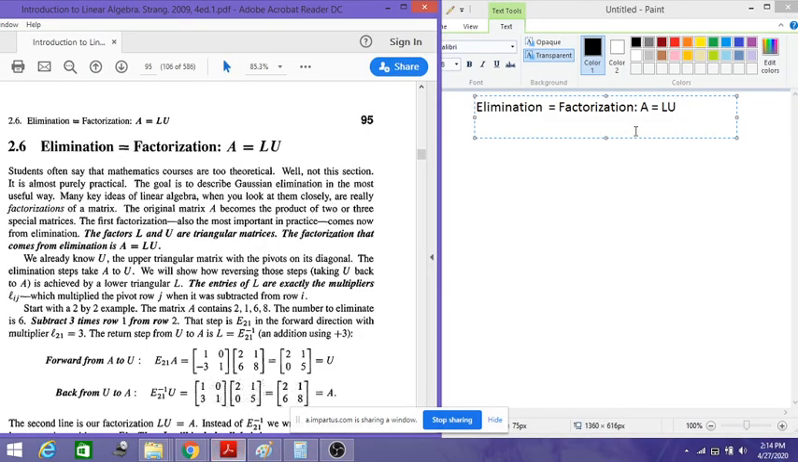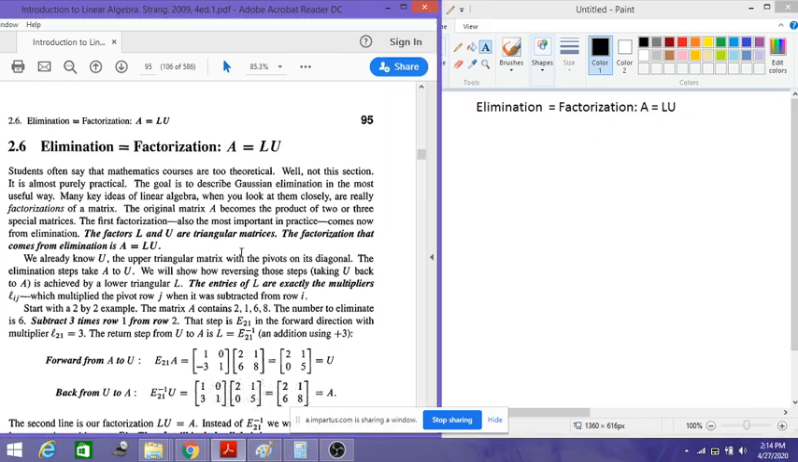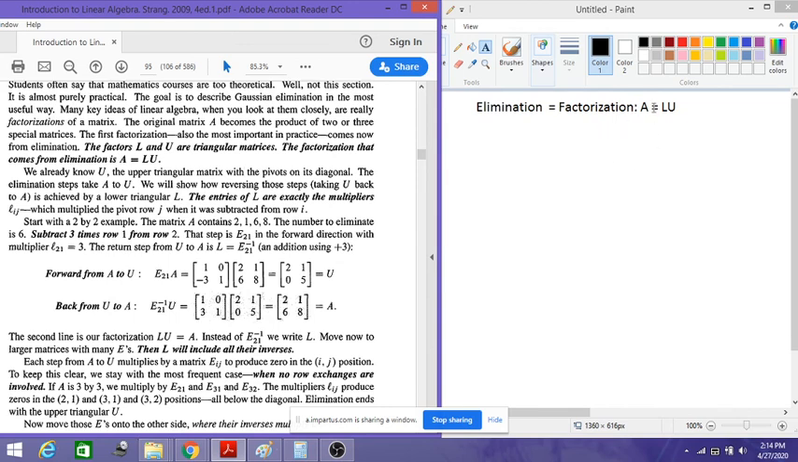So now we'll see the elimination in terms of factorization. Here we have a matrix A that can be factorized as a lower triangular matrix and an upper triangular matrix. That can be written as A is equal to L into U. It means if I multiply the lower matrix with the upper triangular matrix, I'll get back my A.